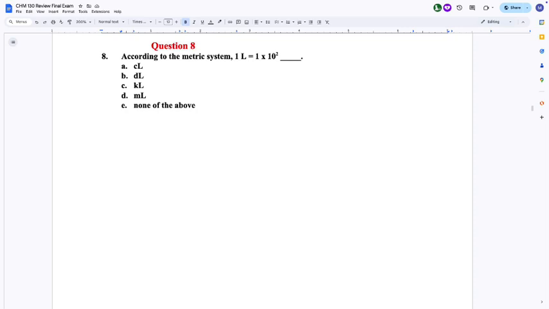According to the metric system, 1 liter equals 1 times 10 to the second what? Okay, so what we're now trying to do is drop in a unit into this space. Note that all of our choices are what kind of units? They're all liters, yeah. How I would argue them is they are all complex units. And if we think through what I've told you to memorize when we talk about our unit system, where does the power of 10 always go? With the base unit or the core unit, and that core unit is liters.